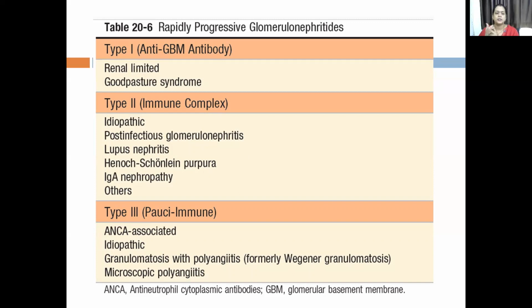Type 2 is post-infectious, lupus, Henoch-Schönlein purpura, and IgA nephropathy. Then type 3 is usually Pauci-immune, that is ANCA-associated or idiopathic. Usually Pauci-immune is associated with vasculitis, right?